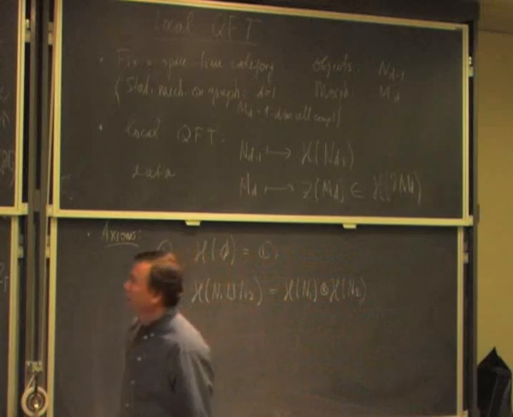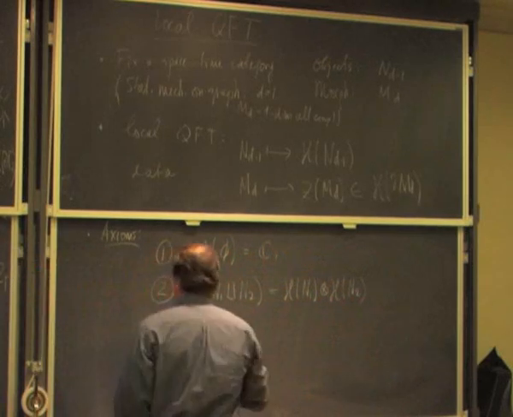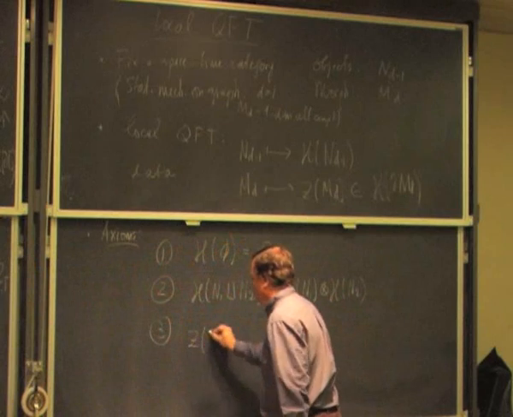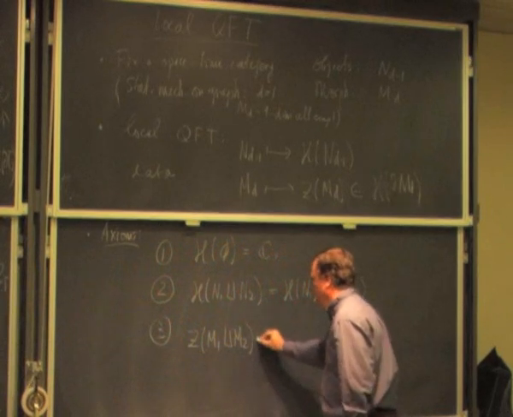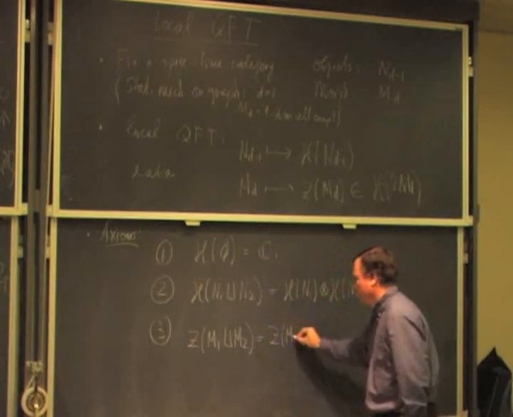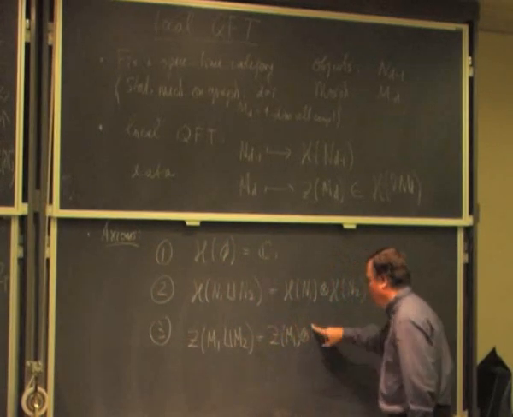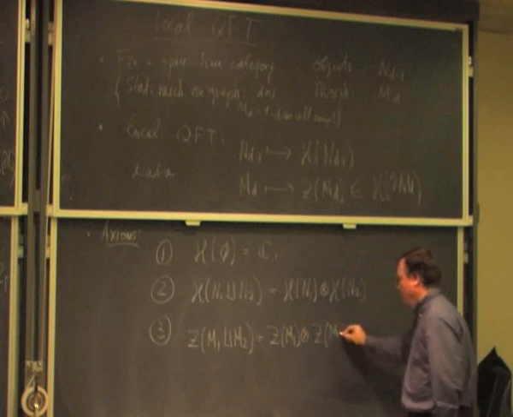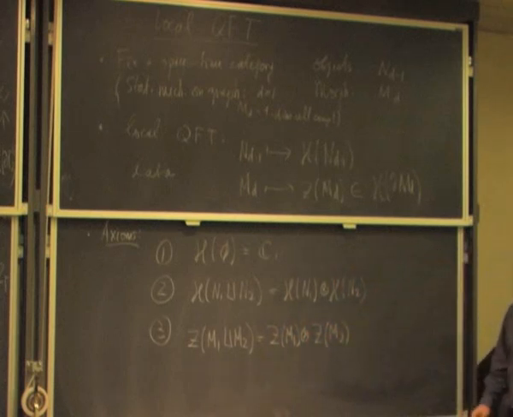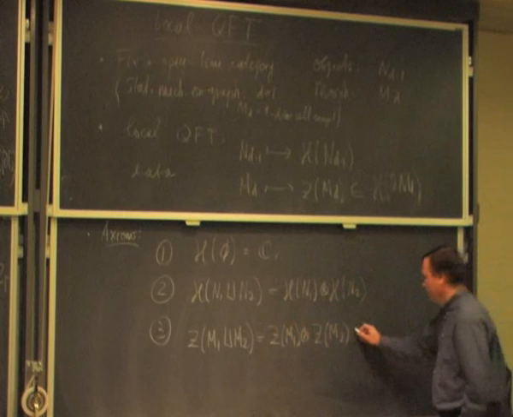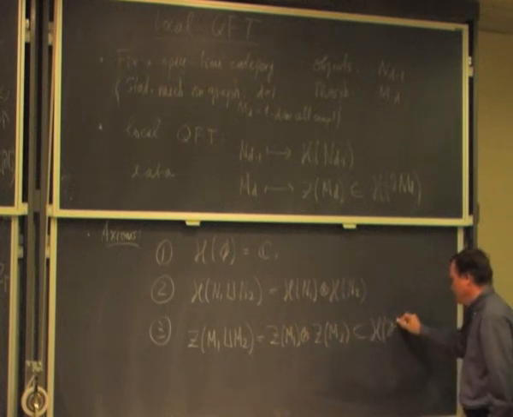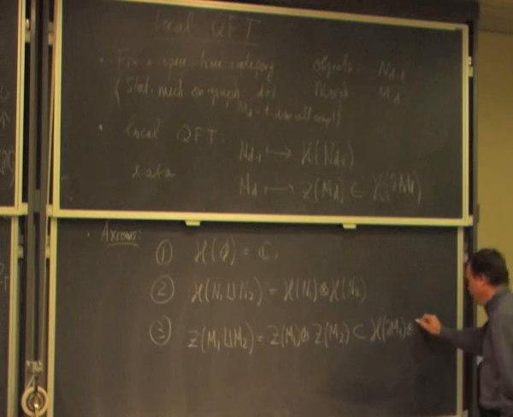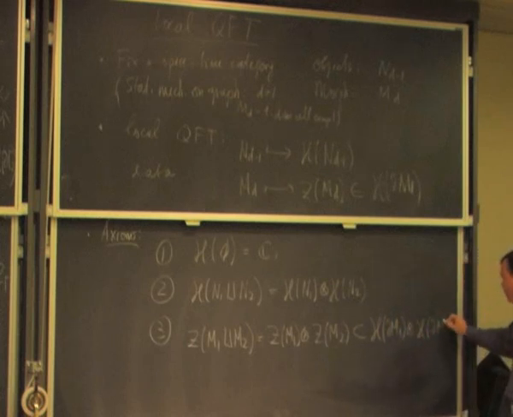Third, just as over here, when we have two disjoint d-dimensional manifolds, the vector which we assign to the disjoint union is the tensor product of vectors, and it's a vector in the tensor product of spaces corresponding to the boundaries of the components.